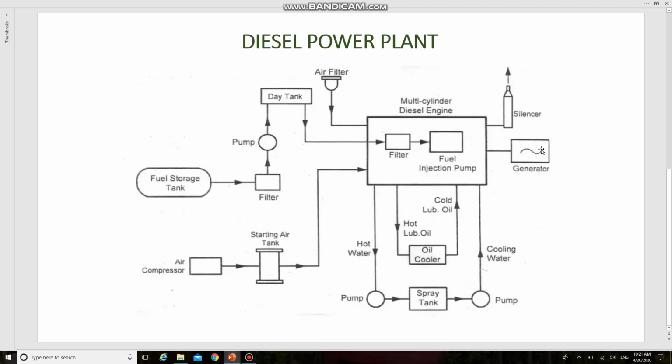So this is the working of diesel power plant, and this question will most probably be asked for 8 marks in Anna University examinations. For that, the drawings and the explanation of various components and the working are the most important things. Prepare well. Thank you.